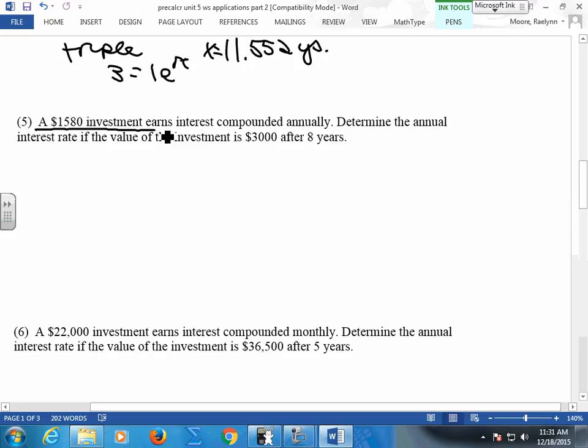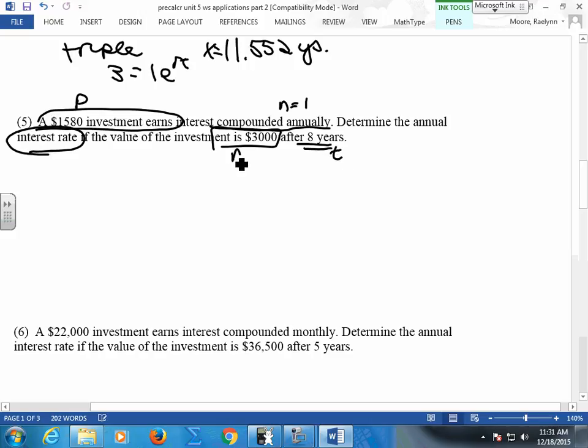An investment earns, this is my investment, this is my P, interest compounded annually. What is N? 1. Determine the annual rate. If the value is $3,000 after 8 years, there's my time, there's my accrued. So let's start like this first. Let's put in what we know. What did we accrue? 3,000. God bless. What did we invest? 1580.